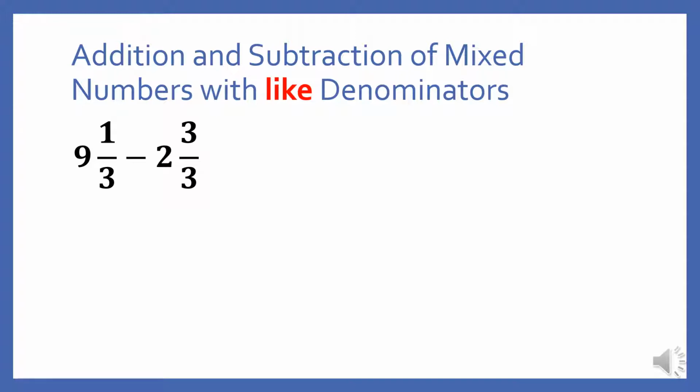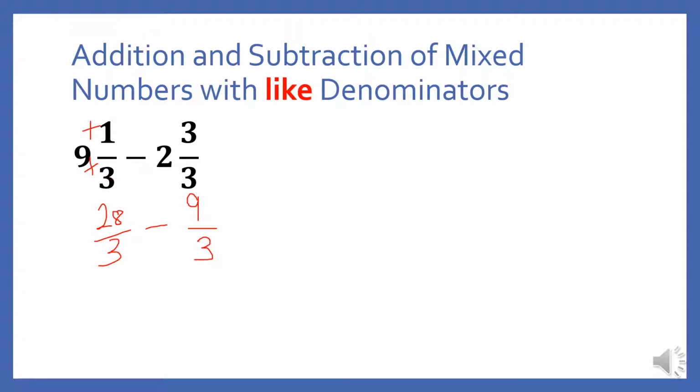How do we convert to an improper fraction is the first question. We have to multiply and then add. We have to multiply our whole number by our denominator and then add the answer to our numerator. So 9 threes are 27 plus 1 is 28 over 3. Subtract 2 threes are 6 plus 3 is 9 over 3.